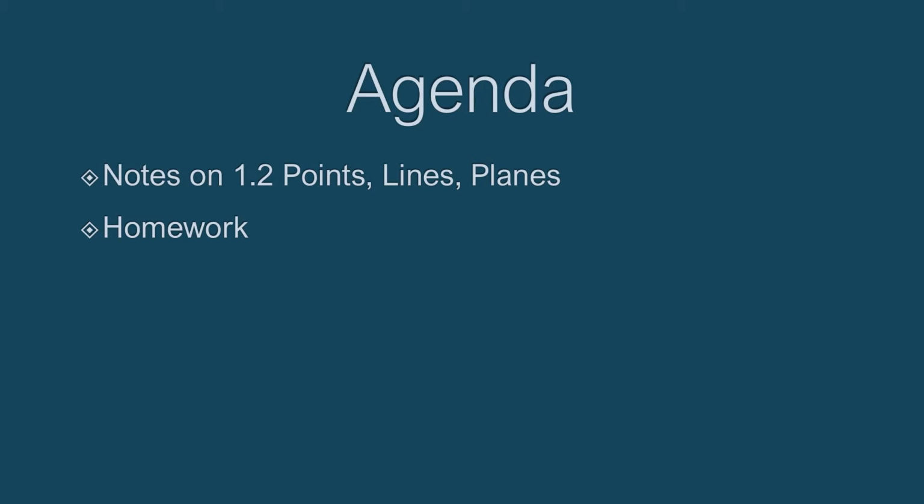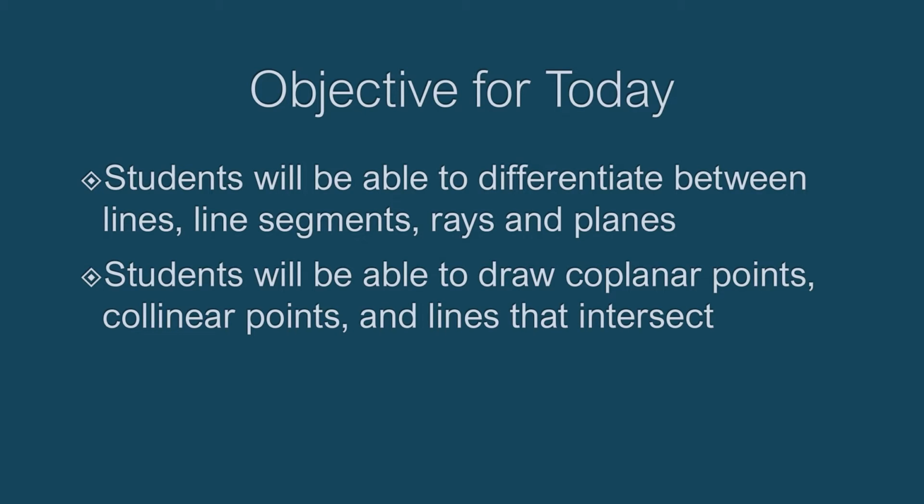So we are going to work on the notes, and then we will also have homework. You are going to be able to differentiate between lines, line segments, rays, and planes, and you will also be able to draw coplanar points, collinear points, and lines that intersect.